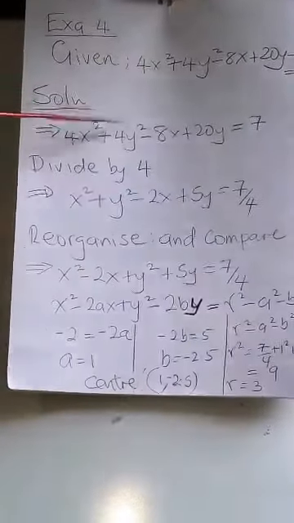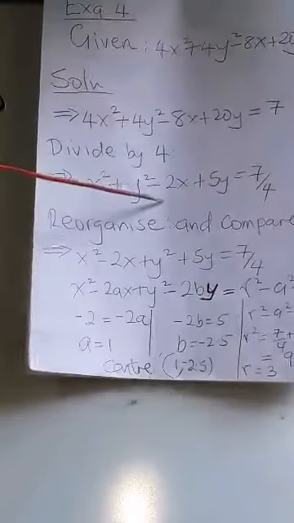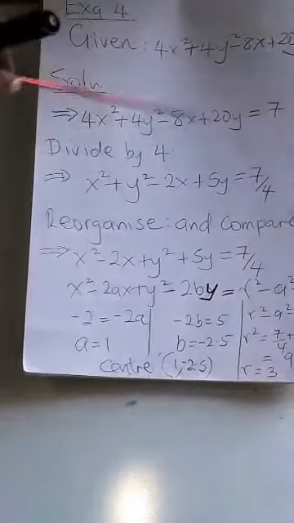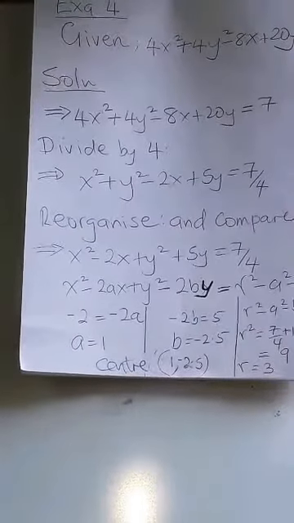So that if you divide by 4 here, you remain with x squared. You divide by 4, you remain with y squared. You divide by 4, you remain with minus 2x. You divide by 4, you remain with 5y. You divide by 4, you have 7 over 4.